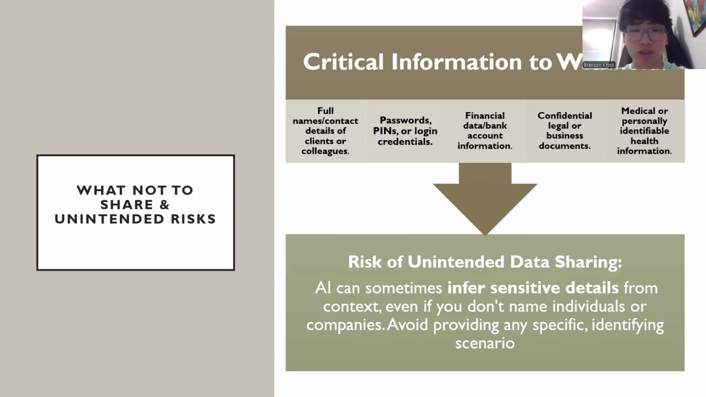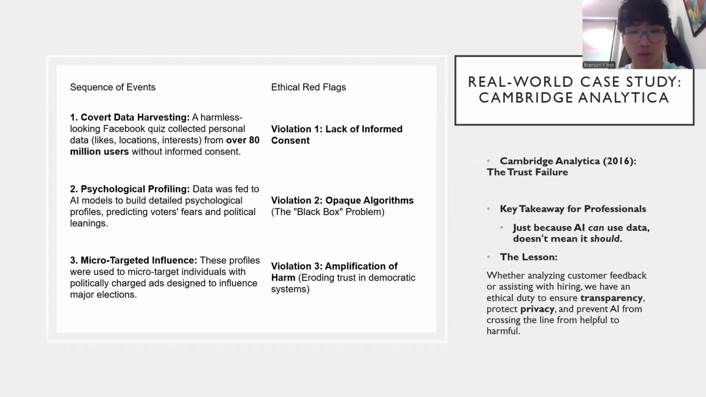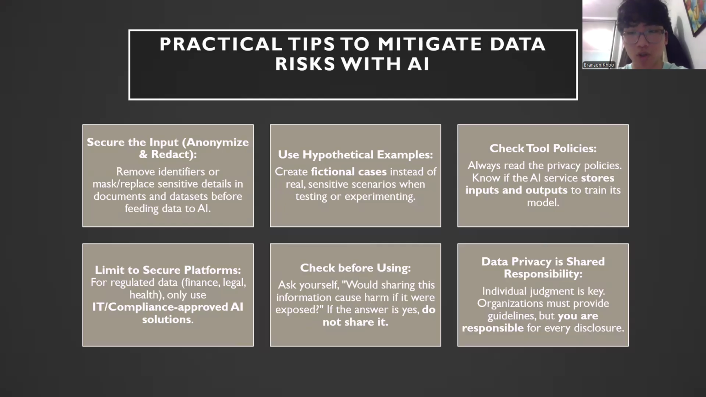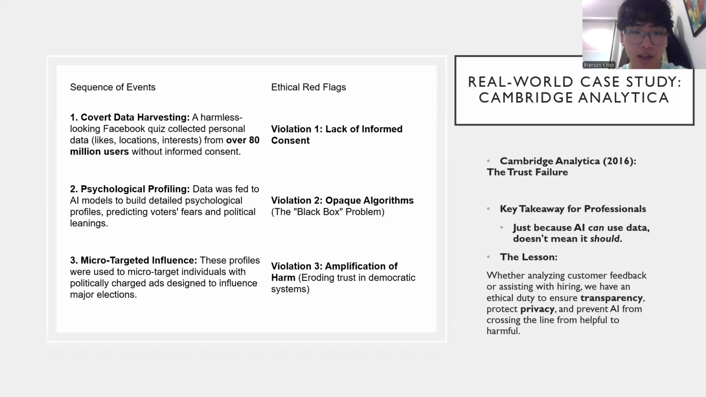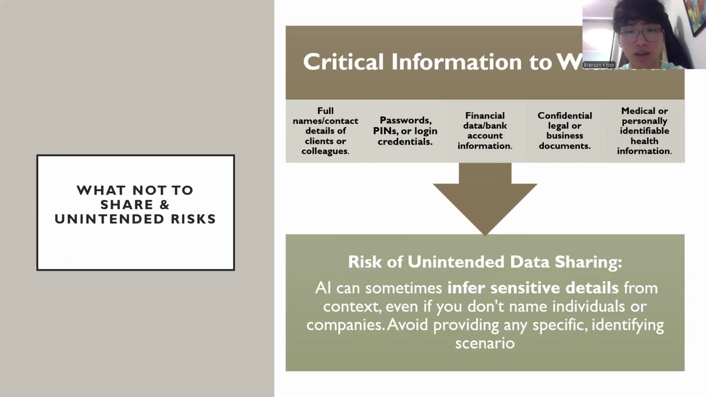One helpful principle is: if it wouldn't appear in a public document or email, don't share it with AI. Treat AI inputs as if you are placing the information on a public bulletin board. If it's sensitive, confidential, or regulated, keep it out. Let's look at a few practical examples of things not to share.